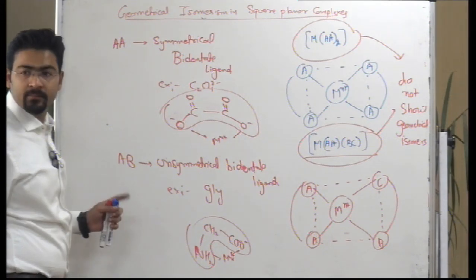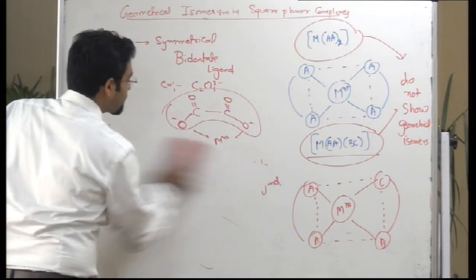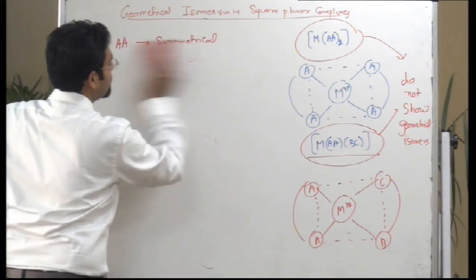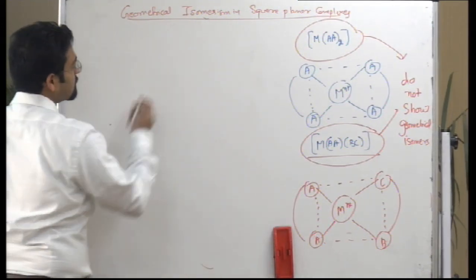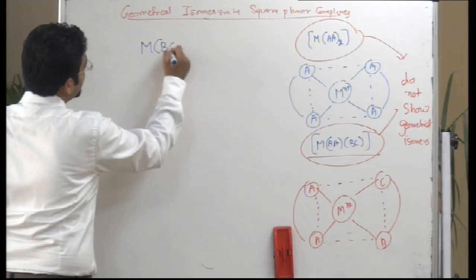Can you erase it? Let's suppose we have two unsymmetrical bidentate ligands.